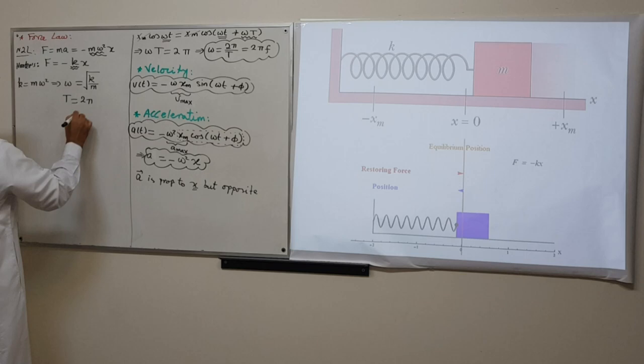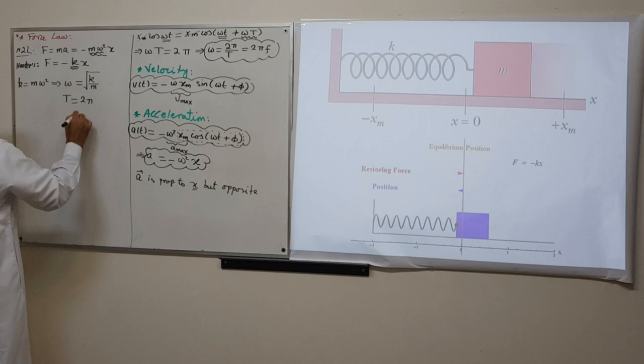Well, the key idea here is to find the phase constant, you treat the situation at t equal to 0, because you get rid of the time. So in this case, we want to deal with the position. So x is equal to x_m cosine of (omega t plus phi). x at 0 is equal to x_m cosine phi. There it is. So phi is equal to cosine inverse of x_0 over x_m.